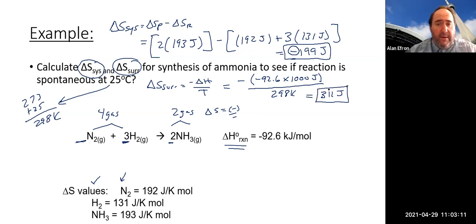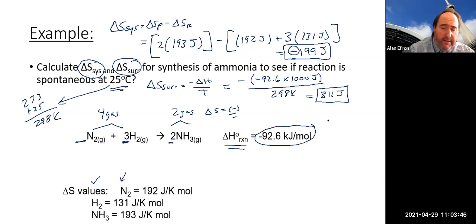Again, here, if you left it in kilojoules, you're looking at, I believe, 0.311 kilojoules. Now, does this make sense? Well, we are saying that the surroundings here are increasing in entropy. There's an increase in disorder. We would expect that because our delta H here is negative, and it's a regular temperature, not really high, not really low, kind of normal temperature.